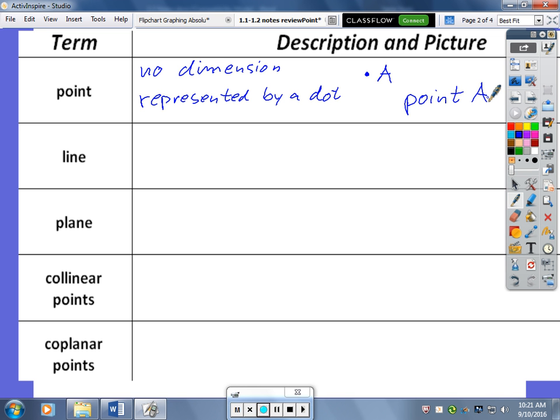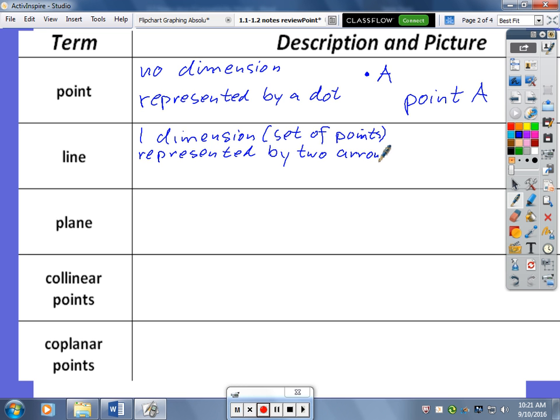A line. A line has one dimension and it is basically made up by points. We can also say it is a set of points. It is represented by two arrowheads, and those two arrowheads indicate that it continues in both directions until infinity. It is never ending.